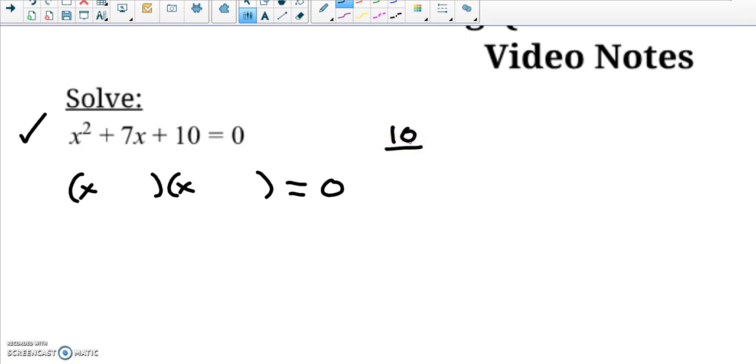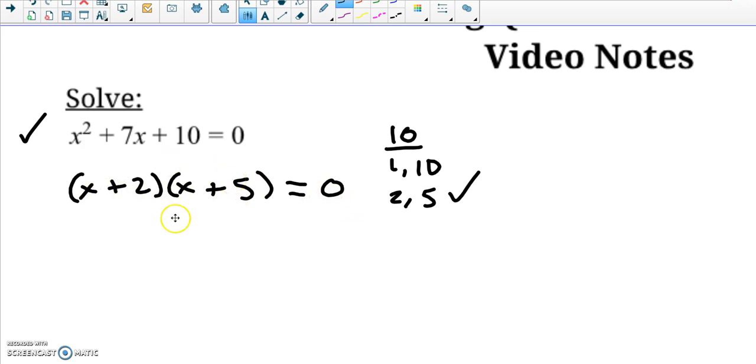So sometimes I like to go over to the side and say, what are some things that multiply to 10? Well, I've got 1 and 10, I've got 2 and 5, and that's about it. Do either of these add to 7? Perfect, that does. So those are going to be the two numbers that I put there. And now I've factored my quadratic.